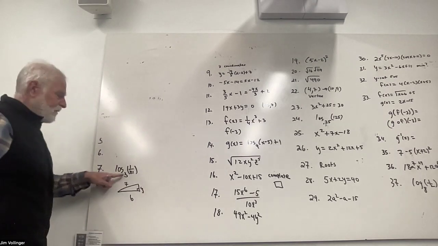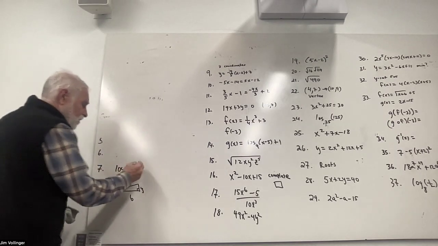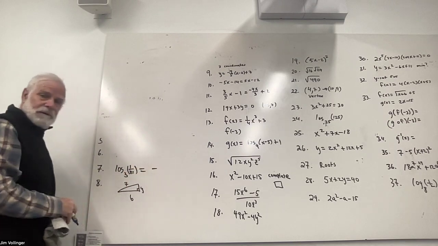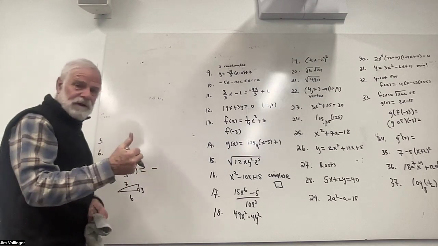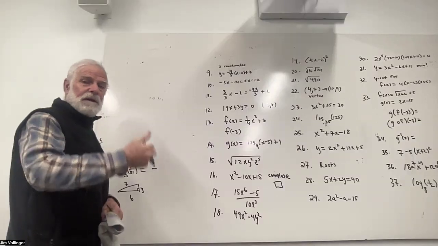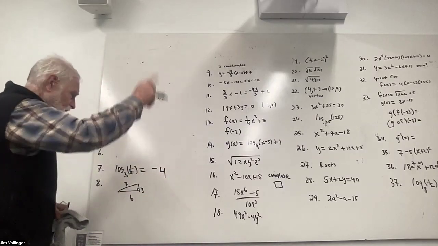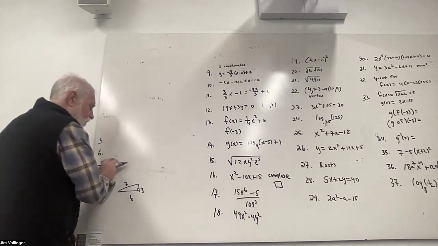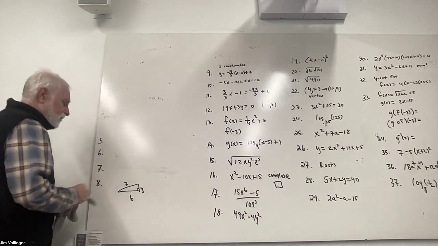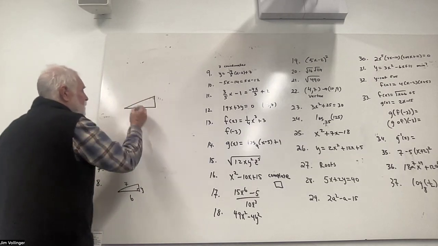3, what do you put on top of a 3 to get 1 over 81? Well, I know my exponent has to be negative. And 3 times 3 is 9, times 3 is 27, times 3 is 81, so -4. Confirmed.